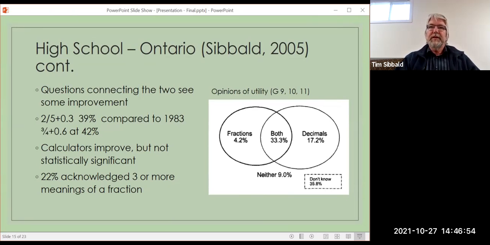And as far as utility goes, that Venn diagram shows that very few students felt that fractions have utility. It's not impressive on the decimal side. But the strange part of this is the don't know. And that speaks to it not being in context. So they're being taught fraction skills, decimal skills, but it hasn't really been put into some sort of circumstance where the fraction or the decimal holds specific meaning.